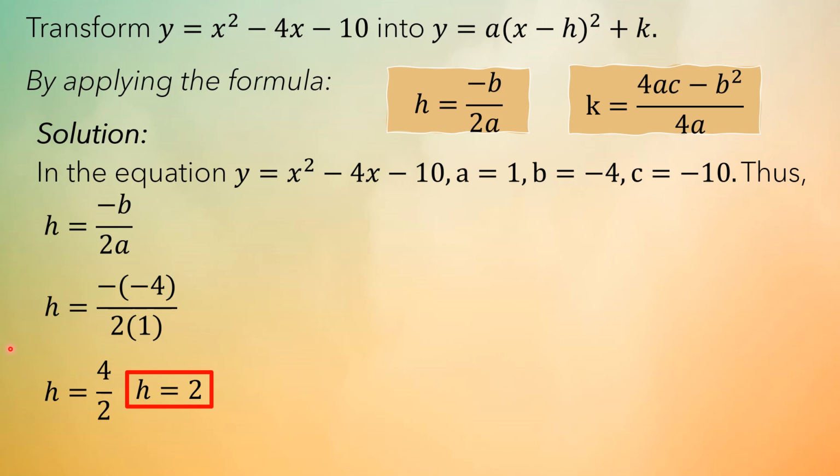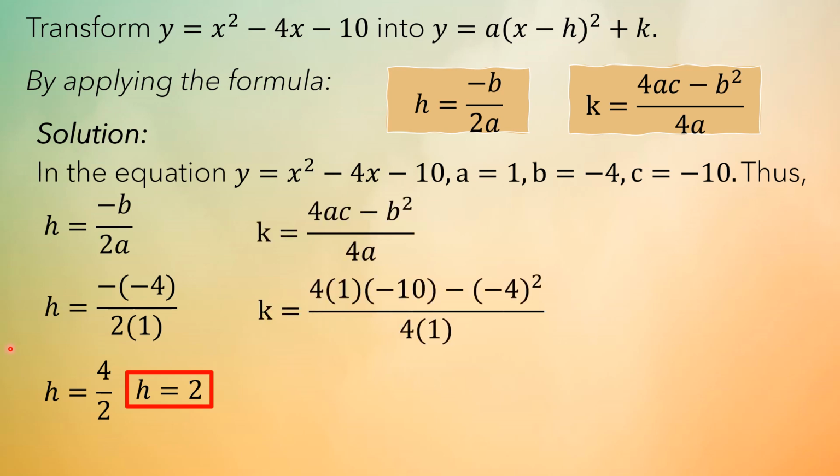Next is for the K. So let us use this formula and then substitute the values. 4 times 1 times negative 10 minus negative 4 quantity squared over 4 times 1. Again, A is 1, C is negative 10 like this one, and then minus, and then the value of B is negative 4. Ito yon, ito din yon, squared. Don't forget the square. So let us now simplify.